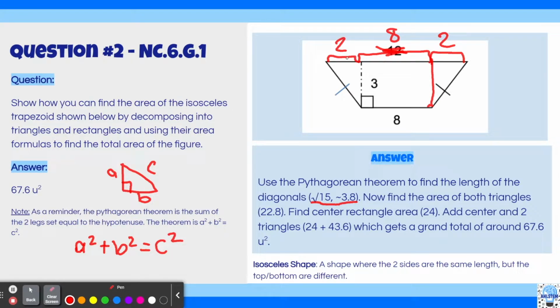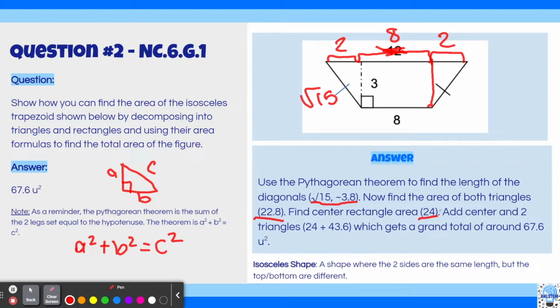So when we do the Pythagorean theorem, which is 2 squared plus 3 squared equals the hypotenuse squared, then we should get root 15 for this side, which is about 3.8. Now we have to find the area of both of the triangles, which is 22.8, and then we find the center rectangle area, which is just length times width, which we get 24.